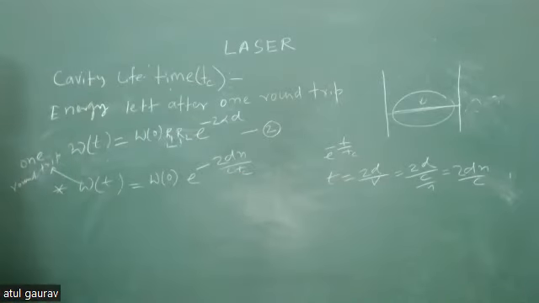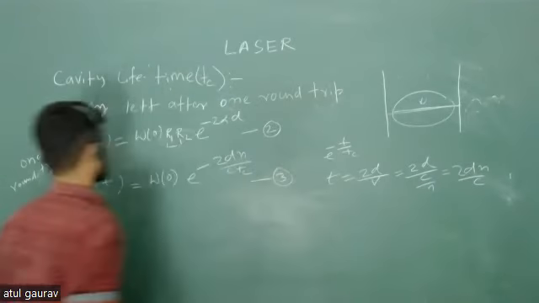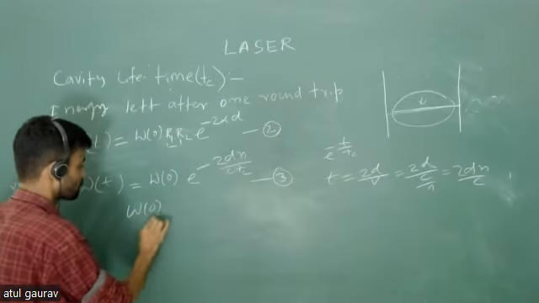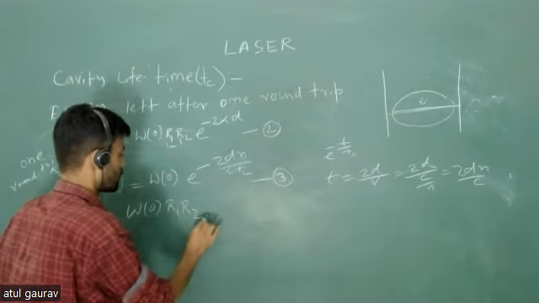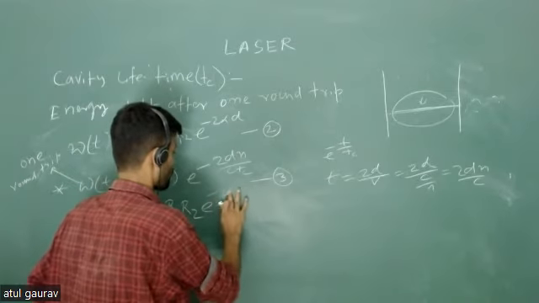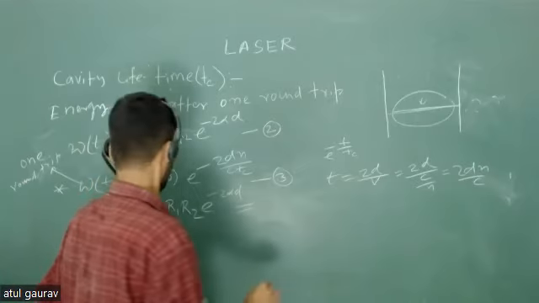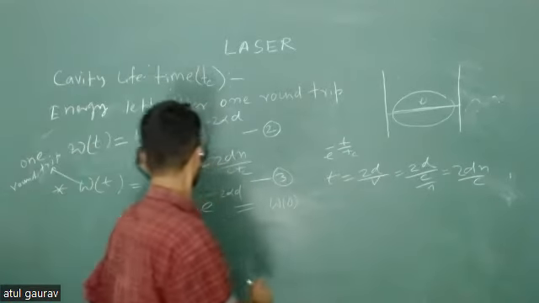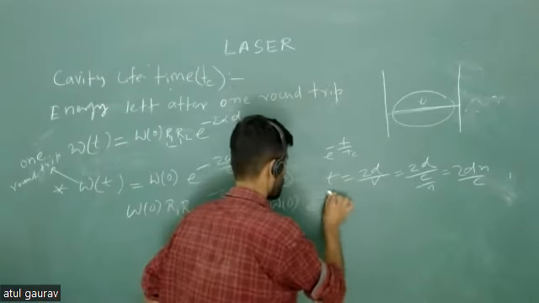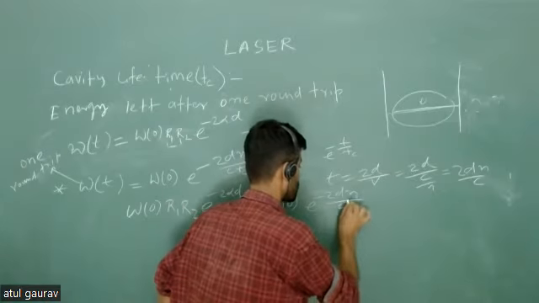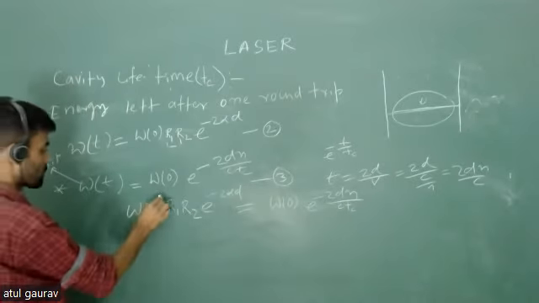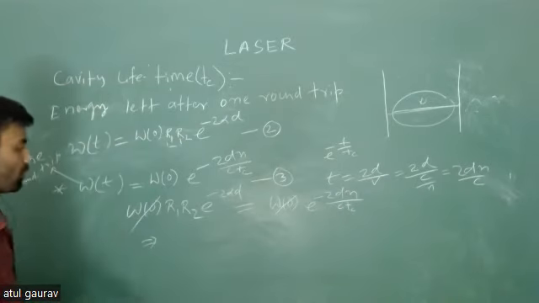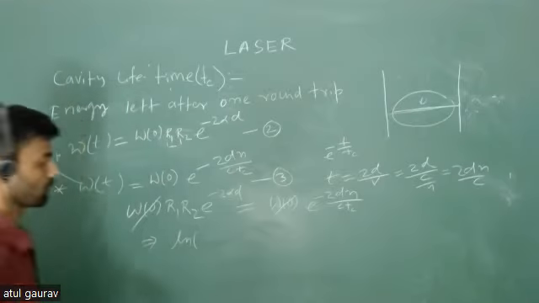Now we'll compare for these two equations. Let us take, this is your equation number 3. So I'll take that right hand side and this, both right hand side. So we can write like W naught R1 R2 exponential minus 2 alpha d should be equal to W naught, then you have W naught exponential minus 2dn by c into tc. Obviously this W naught will be gone, right? Now we'll take a natural log. So if you take natural log, you'll get natural log of, आप लोग लिख लो, मैं ऊपर लिखूंगा.